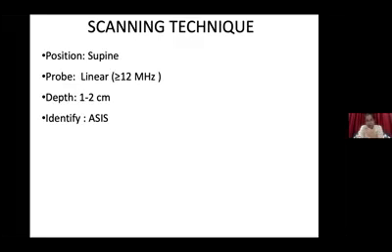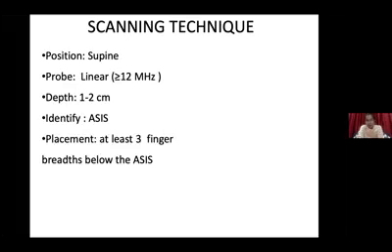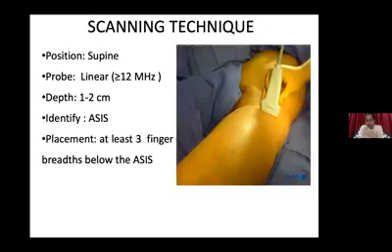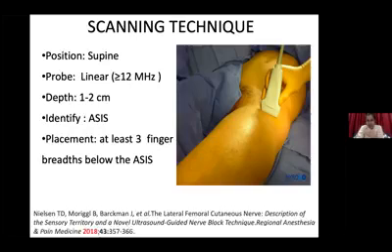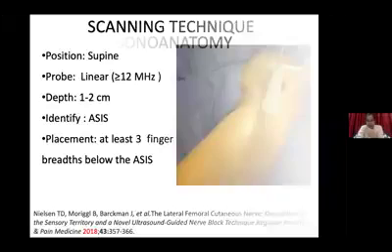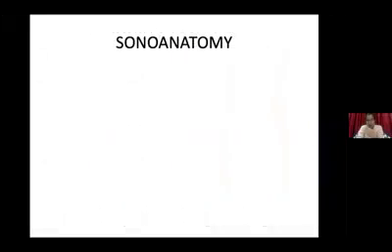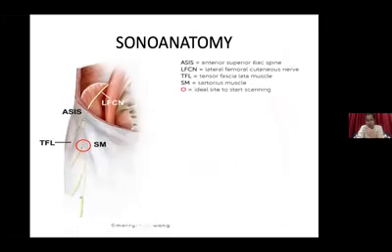The anatomical landmark I need to identify is the ASIS. Where I have to place my probe is at least 3 finger breadths below the ASIS. As I see in this diagram, I have placed my probe below the ASIS, approximately 3 finger breadths below. This is a technique which has been described by Nielsen et al. in 2018.